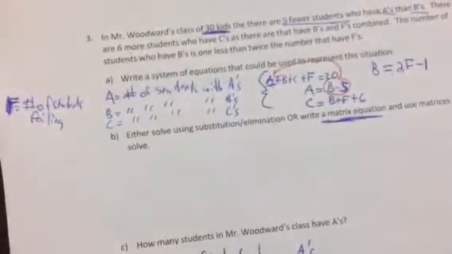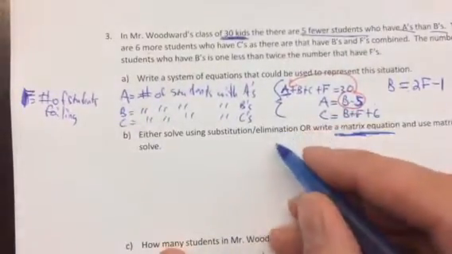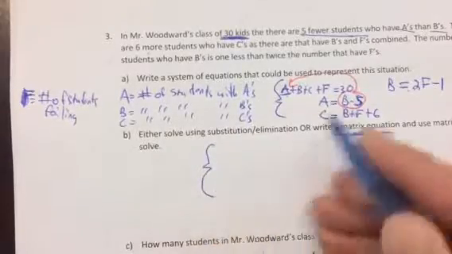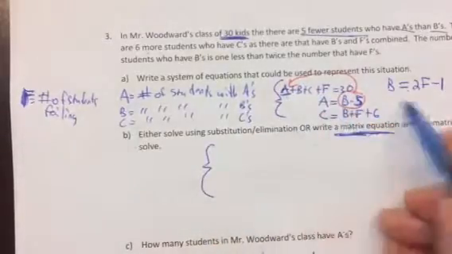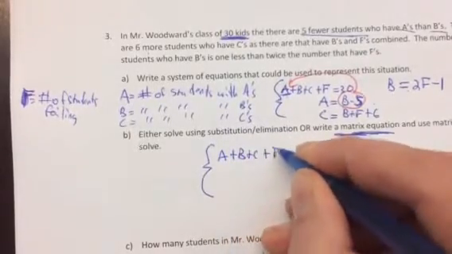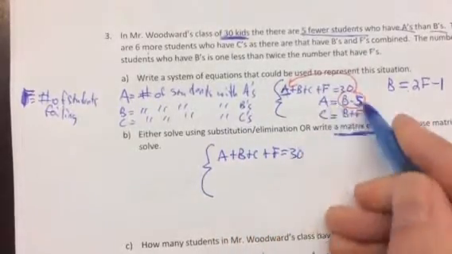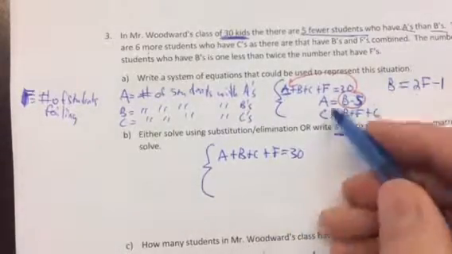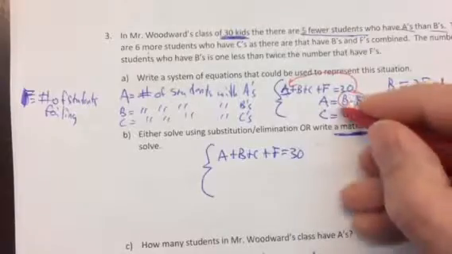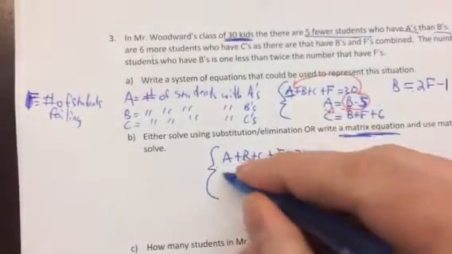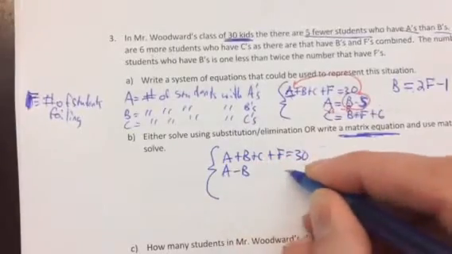And the way we do that is we first set it up where we rewrite the system of equations in standard form where we line up all the variables. So this first one is already lined up. A plus B plus C plus F equals 30. But we're going to line up all these other ones where all the variables line up and the constants are on the right side. So the second one, I subtract B from both sides, and I get A minus B equals negative 5.